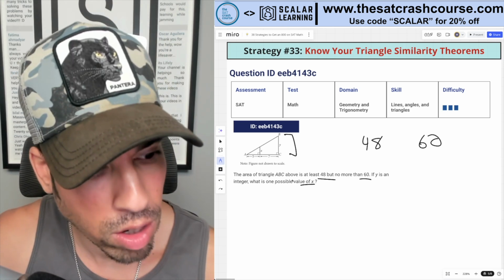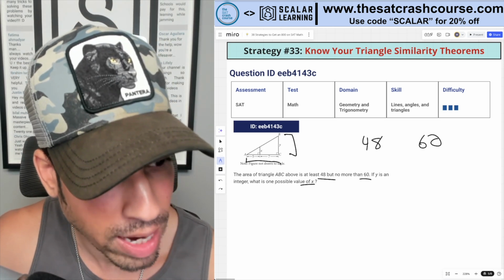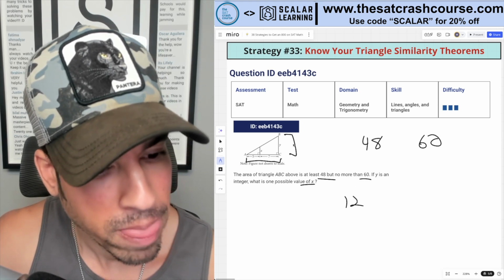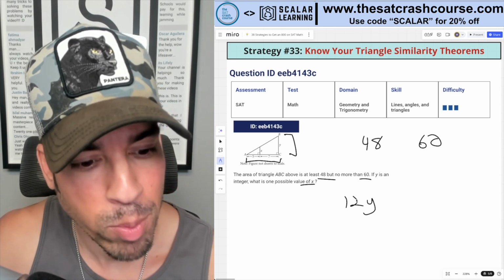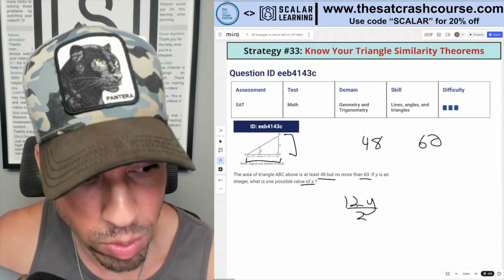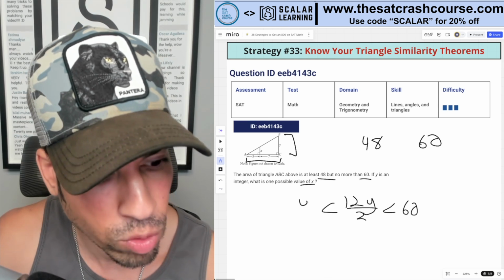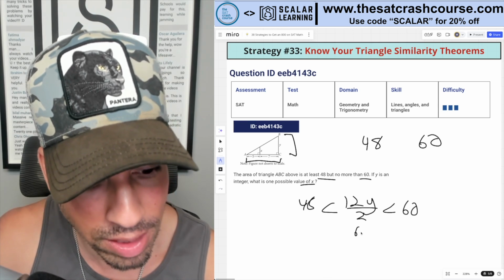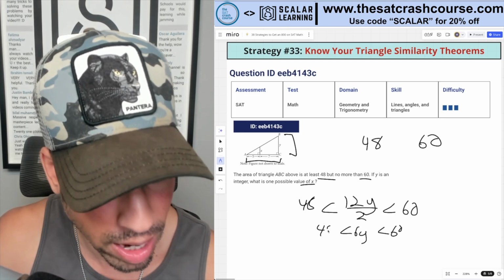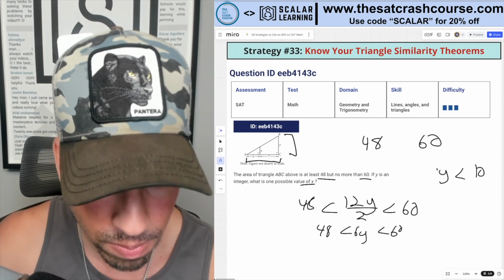So now we know that ABC is at least 48, but no more than 60. And we know that the base of ABC is 5 plus 7, which is 12. The height, we don't know. But we know that 12 times y divided by 2, that's how we get the area of a triangle, right? Base times height divided by 2 is less than 60 and greater than 48, aka 6y is less than 60 and greater than 48. Divide both sides by 6 and y is in between 10 and 8.